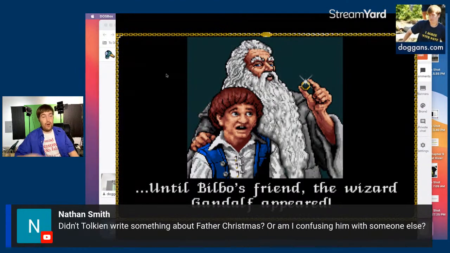Tolkien did indeed write something about Father Christmas. Specifically, there's a Tolkien collection called the Father Christmas Letters, and it was a series of letters that he wrote to his children under the guise of these are letters, like they wrote to Father Christmas, they wrote to Santa for what they want, and Tolkien, as Santa, wrote back to his children explaining what was going on in the North Pole.